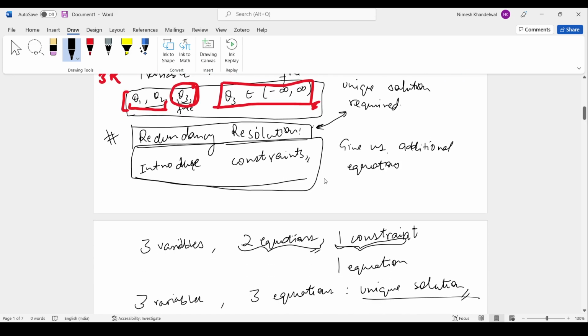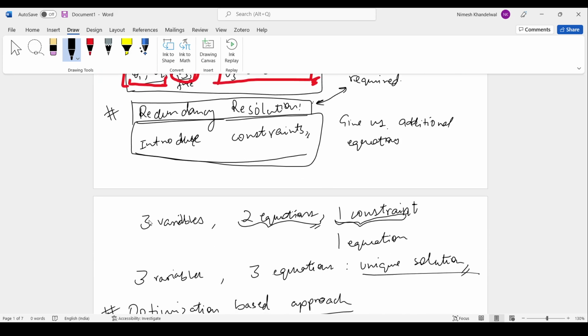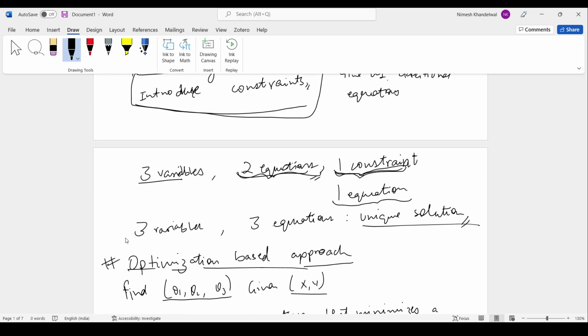We saw that there are three variables and two equations, and when you introduce one more constraint, that leads to one more equation. So finally, you will end up with an equal number of variables and equations, and that will give you a unique solution. So this constraint is this extra way of specifying how you want your variables to be.